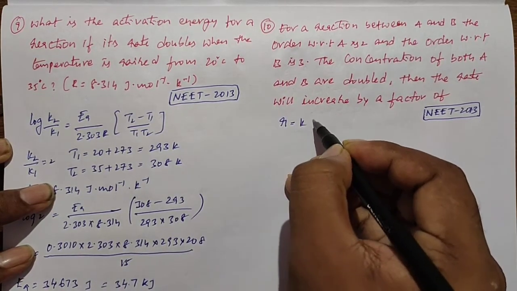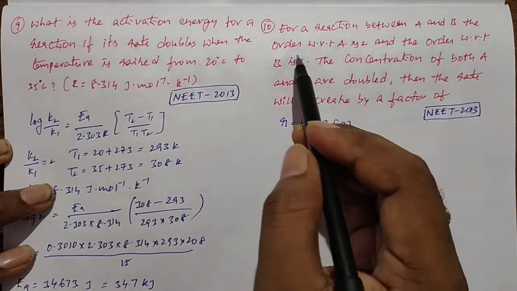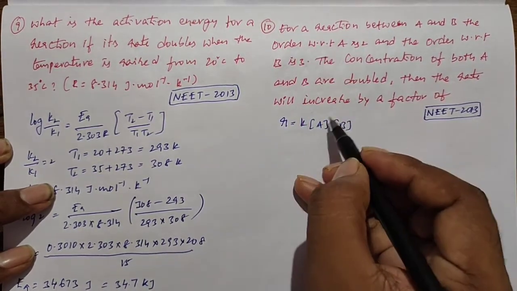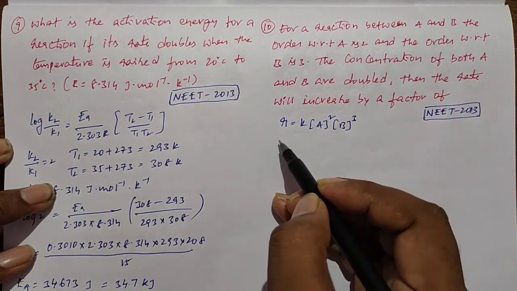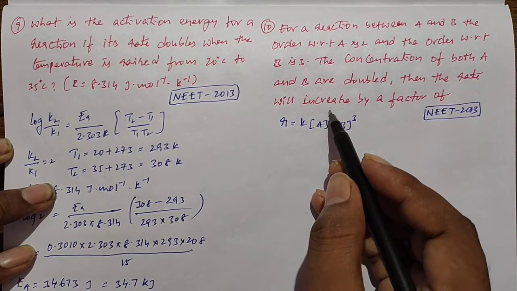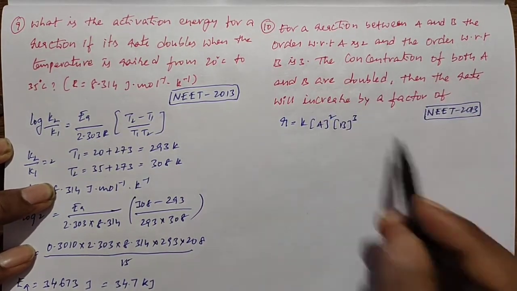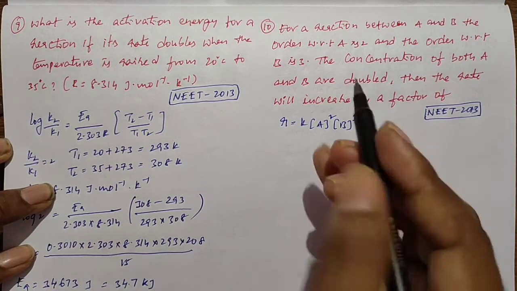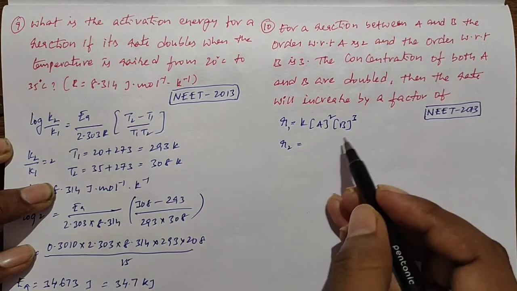Rate law, R is equal to K into concentration of A into concentration of B. Here they give the order of reaction with respect to A is 2 and with respect to B is 3. So we get the rate law, R is equal to K into concentration of A square into concentration of B cube. This is taken as R1. Now we need to take R2.